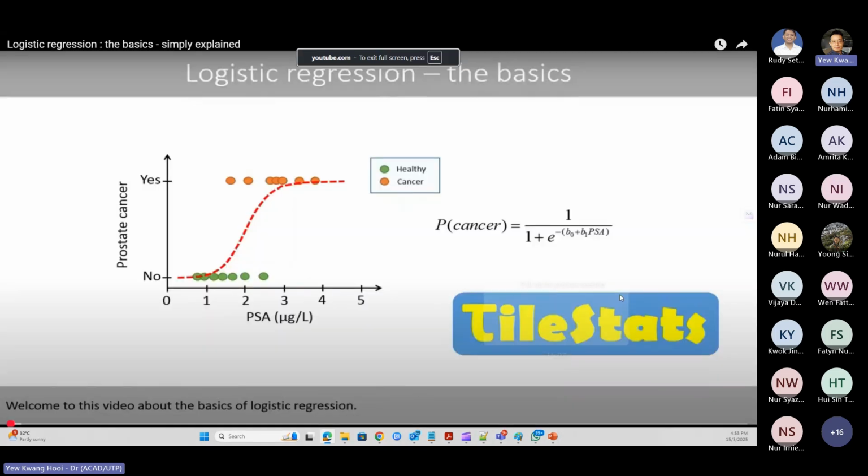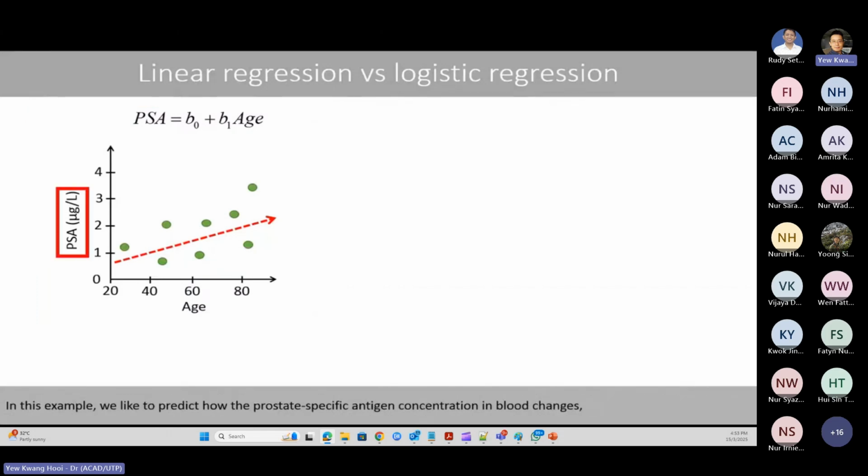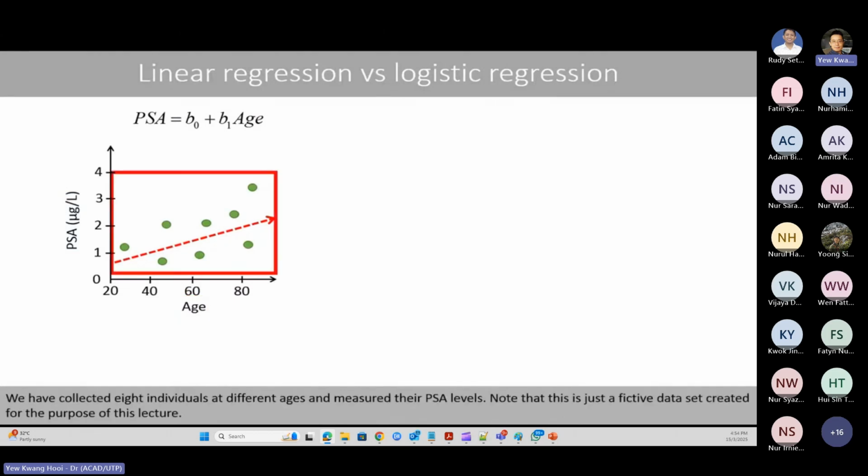Welcome to this video about the basics of logistic regression. To understand the basics behind logistic regression, we'll first discuss the differences between linear regression and logistic regression. Remember that linear regression requires that the dependent variable, the one we put on the y-axis, should have a continuous scale. In this example, we'd like to predict how the prostate-specific antigen concentration in blood changes during aging. We have collected 8 individuals at different ages.